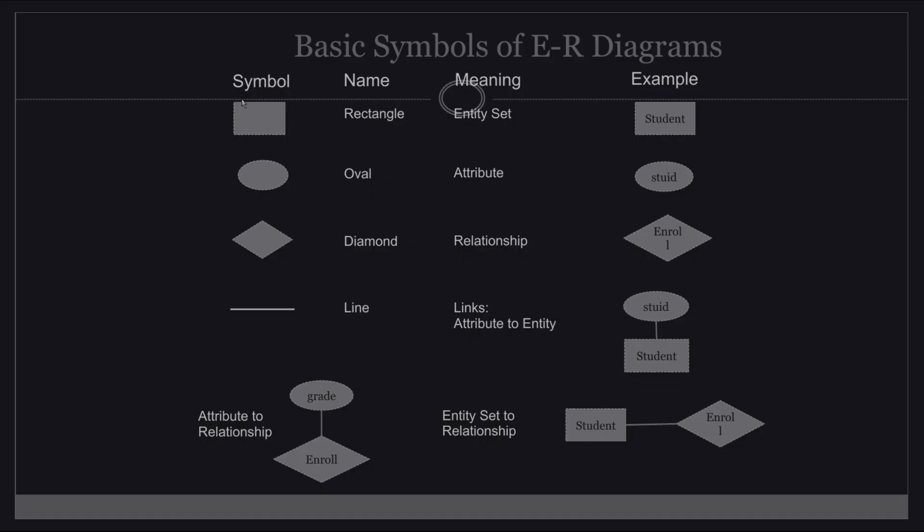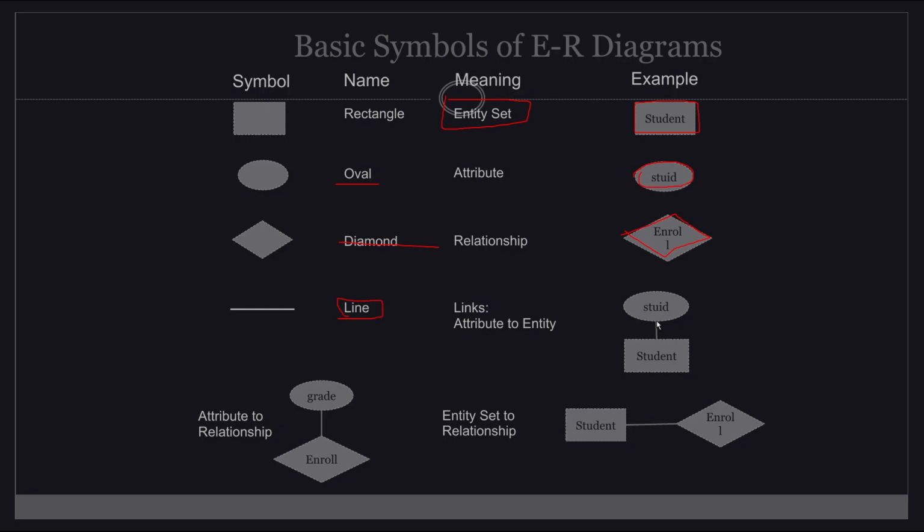Okay, so first we have the rectangle, which means the entity set itself. So this is an entity set that describes the student. So there are many entities within this entity set. And each student has perhaps multiple attributes, each of them represented by an oval. And then you have relations between the different entities, okay? And those are represented by diamonds. And then whenever you want to do some linking, you're going to use just plain old lines.